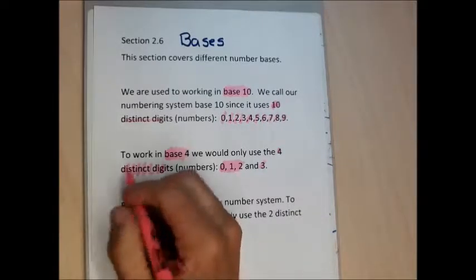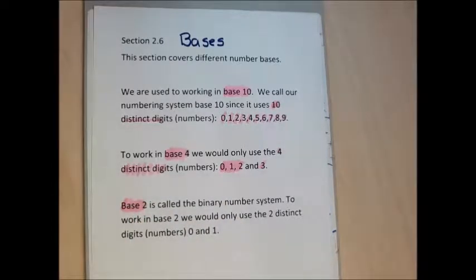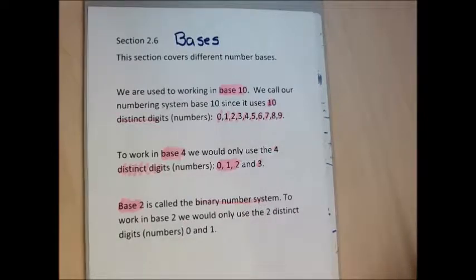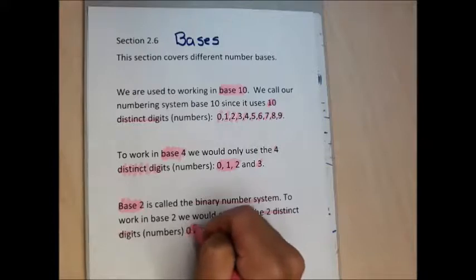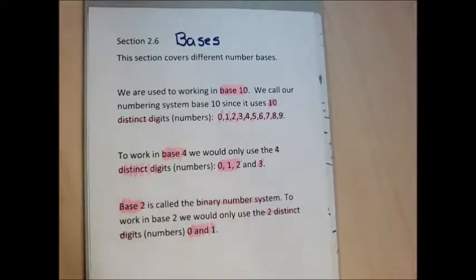Base 2, which is actually a common base to work with, is called the binary number system. And of course, if we're working in base 2, we're only allowed to have 2 digits, and those would be the numbers 0 and 1. This is a base that I even have some familiarity with.